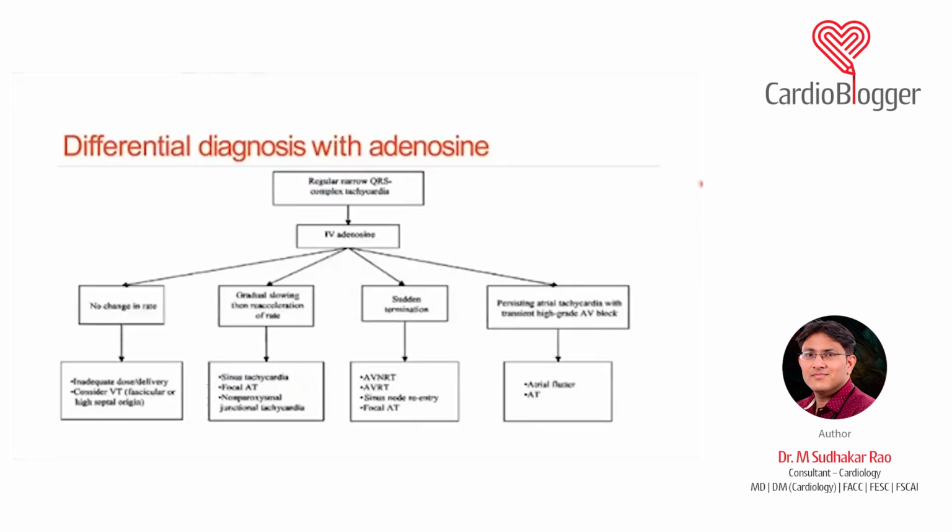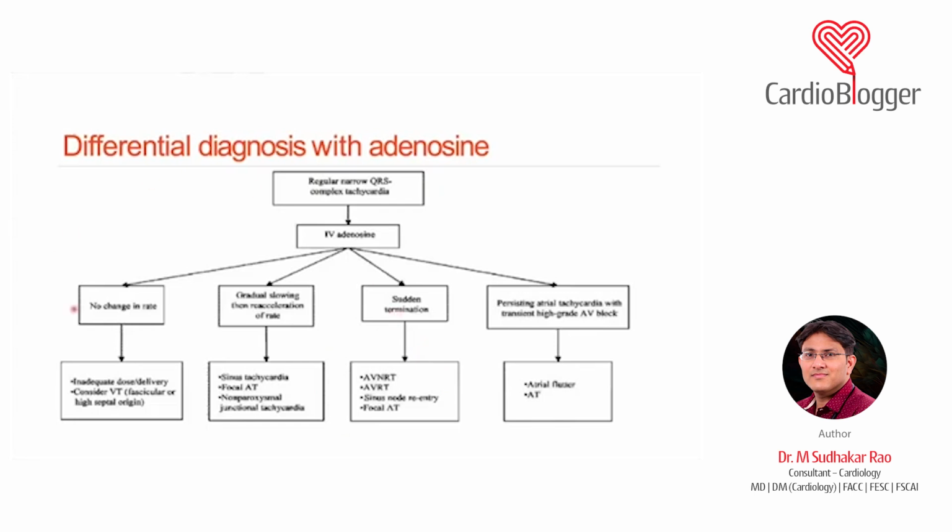Now, one important thing is, most of this SVT, narrow QRS tachycardia, if you give adenosine, you will be able to make out the diagnosis. Like I told in the last class, if they have a sudden termination, there are only two possible diagnoses: AVNRT, which is the first diagnosis, and AVRT, which is the second. As I discussed last time, there is something known as adenosine-sensitive atrial tachycardia, which is very rare. So keep that in mind, but always remember, sudden termination goes for AVNRT and AVRT, rarely sinus node re-entry.